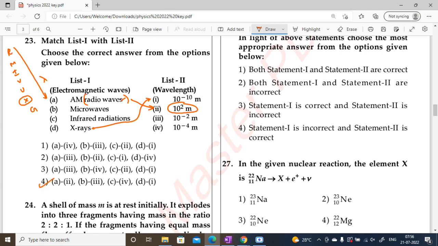No need to check even the other options. You can directly get to the answer like this. If you have a very small basic understanding, no need to mug it up, no need to analyze anything seriously. If you get the fundamental fact, you can get the answer.